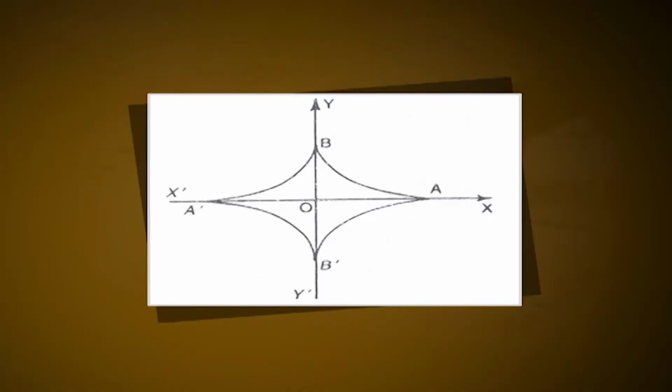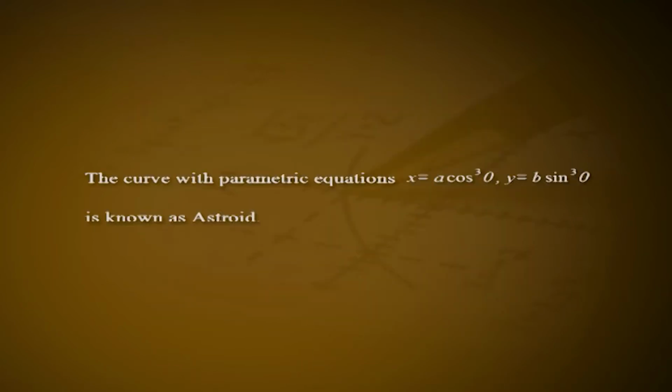Thus, the tangent at each of the points (a, 0) and (-a, 0) is the x-axis, and the tangent at each of the points (0, b) and (0, -b) is the y-axis. The curve is as shown in figure 5. The curve with parametric equations x = a cos³θ, y = b sin³θ is known as the asteroid.